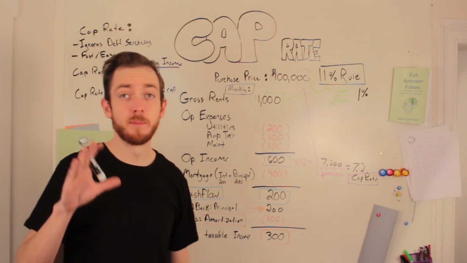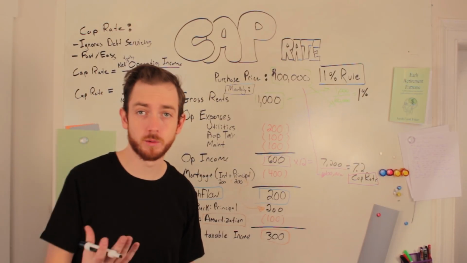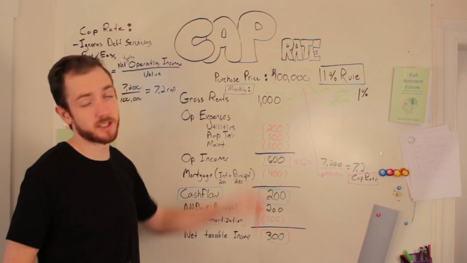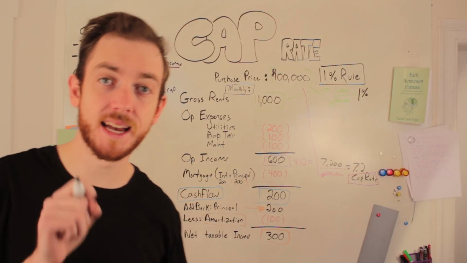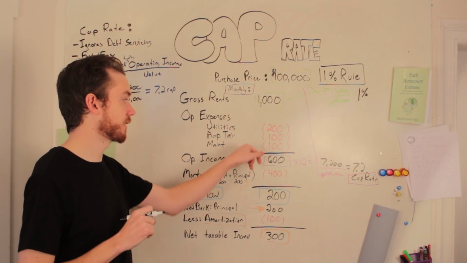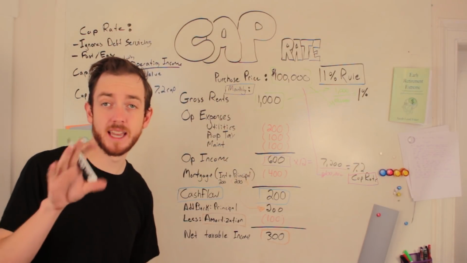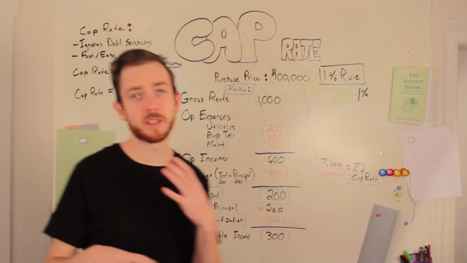In addition to that, people will sometimes try and play around with the gross rents. So maybe the gross rents are $1,000 a month, but if they're not actually collecting that, if there is a bad debt or a vacancy expense, you need to factor that into these calculations as well to get a more accurate cap rate. And that's where some confusion can happen.